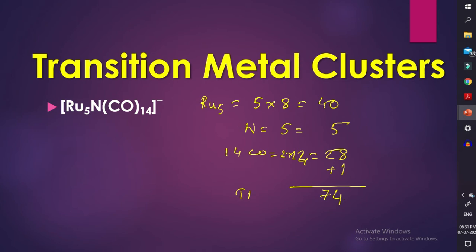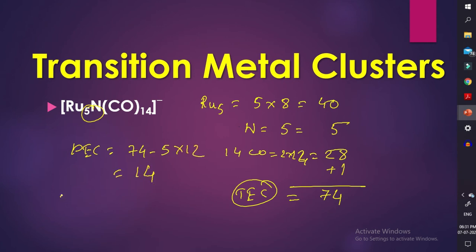Okay, so this is the TEC. Remember, this is TEC. Now we have to calculate PEC, that is polyhedral electron count. So polyhedral electron count is TEC minus n into 12. So what is n? n is 5. Okay, so 5 into 12. So what can we get? We get 14.